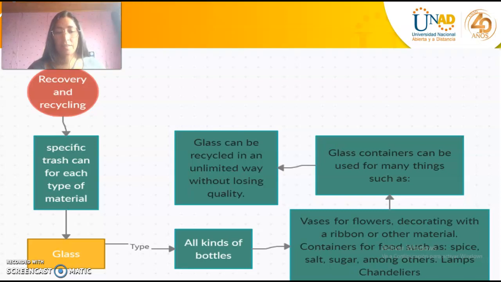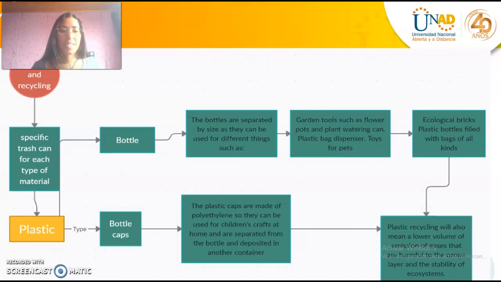Glass, your type is a bottle. Vases of flowers decorated with ribbon or other material. Containers for food such as spice, salt, sugar, among others, lamps, chandeliers, and the others. Glass containers can be used for many things, and glass can be recycled in an unlimited way without losing quality.